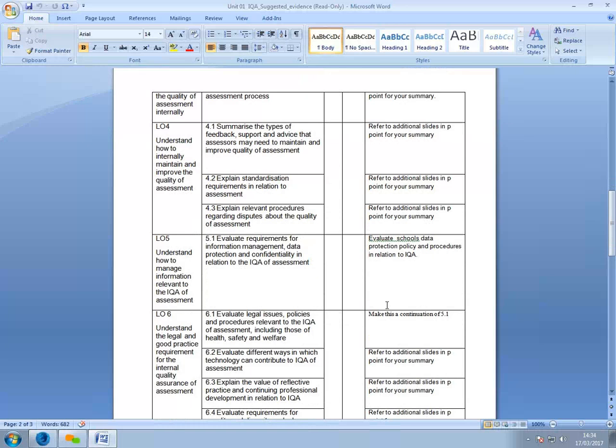I've had trainee IQAs do this with their school and come up with the finding that their policy is rather wanting and needs updating. So that's quite a useful exercise. That's on it.